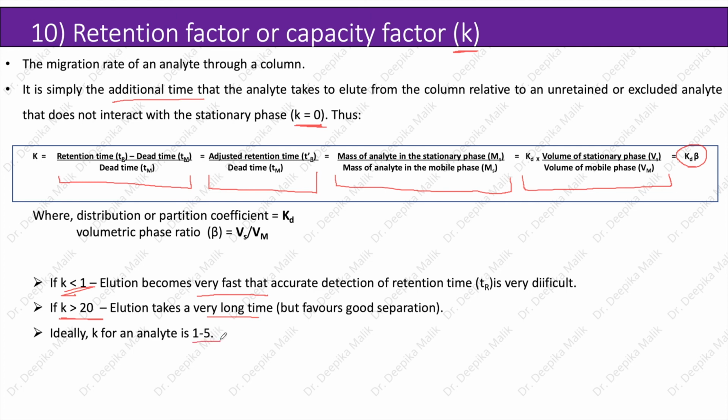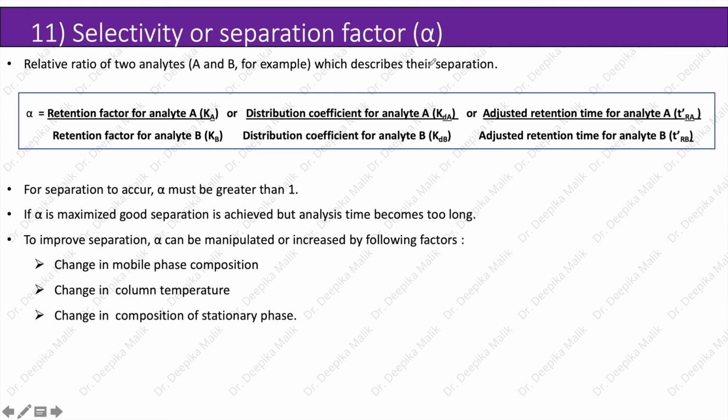Another parameter is selectivity or separation factor, denoted by alpha. It can be defined as the relative ratio of two analytes which describes their separation. Therefore, if a sample mixture contains two analytes A and B, the selectivity or separation factor can be calculated as retention factor for analyte A divided by retention factor for analyte B. Or it can be calculated by distribution coefficient for analyte A divided by distribution coefficient for analyte B, or by adjusted retention time for analyte A divided by the adjusted retention time for analyte B.